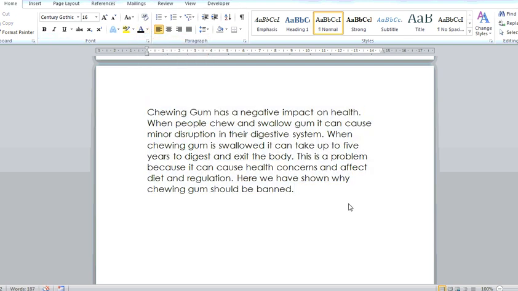chewing gum has a negative impact on health. When people chew and swallow gum, it can cause minor disruption in their digestive system. When chewing gum is swallowed, it can take up to 5 years to digest and exit the body. And this is a problem because it can cause health concerns and affect diet and regulation. Here we have shown why chewing gum should be banned. That's a C-level paragraph, easy to follow, and as long as I've got evidence of teal, I've passed.